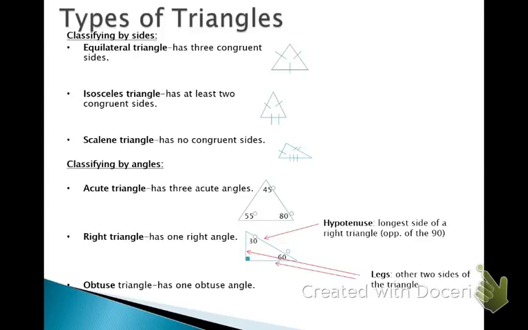Obtuse triangle. An obtuse triangle has one obtuse angle, one angle greater than 90 degrees. There's an example of an obtuse triangle. It has a 130-degree angle, so it would be considered obtuse.